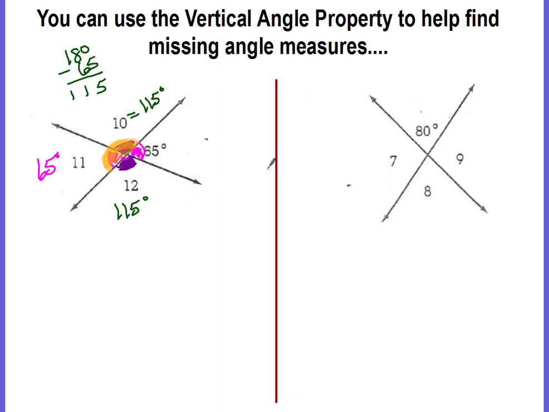Okay, so I want you to pause the video and I want you to work this one yourself. I want you to find what the measure of angles 7, 8, and 9 each are. When you have your answers, come back and check your work.